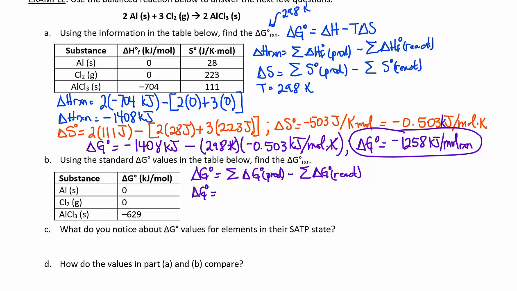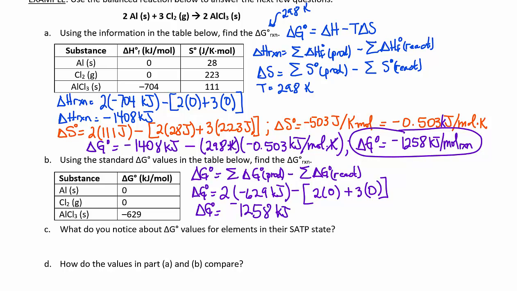So we have 2 moles of aluminum chloride, and the delta G value for aluminum chloride in the solid form is negative 629 kilojoules per mole. And I have 2 moles of it, minus 2 aluminums, which is 0. The delta G, the Gibbs free energy, for aluminum is 0, plus 3 chlorines, and the delta G for chlorine is 0. So the delta G value for this would be a negative 1,258 kilojoules per mole reaction, as written.